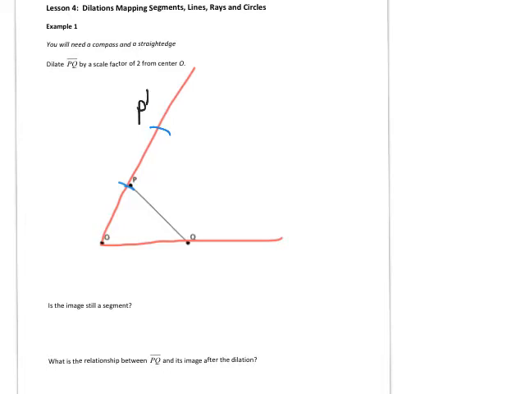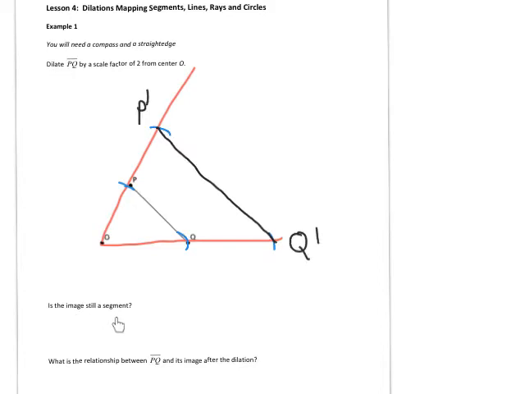We do the same thing with Q. We measure segment OQ, and then we come out here and we mark off the same distance with our compass, and that's Q prime. So if I were to connect P prime and Q prime, that's going to give me a line segment. And again, you do this with a straight edge and your compass, and it's going to look much better than this.